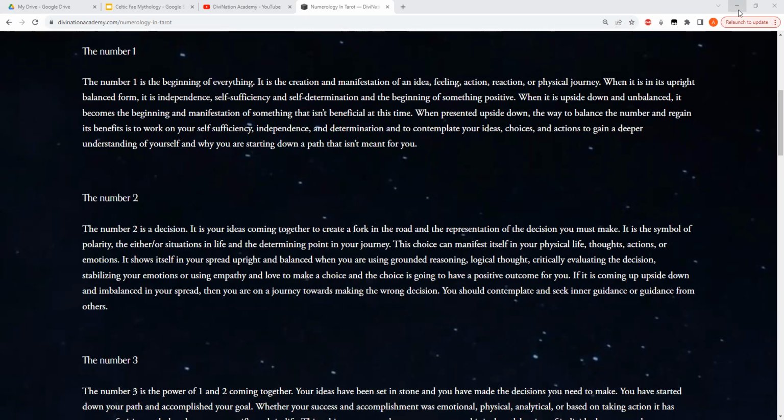So instead of understanding the number and how it might pair with the suit of swords, you are just trying to understand the number as a whole and how that number as a whole might represent somebody's personality, their love life, their career, and so on and so forth, and or how it might address the question that somebody has asked the dice. So we are going to start discussing the number 1. And the number 1 is the beginning of everything. It is the creation and manifestation of an idea, feelings, actions, reactions, or physical journeys.